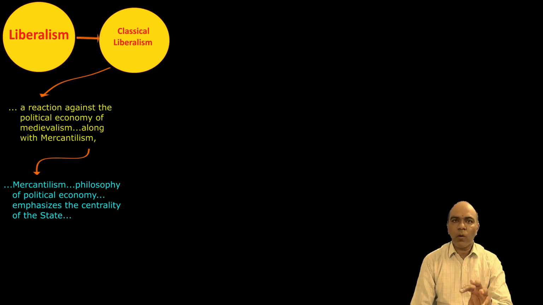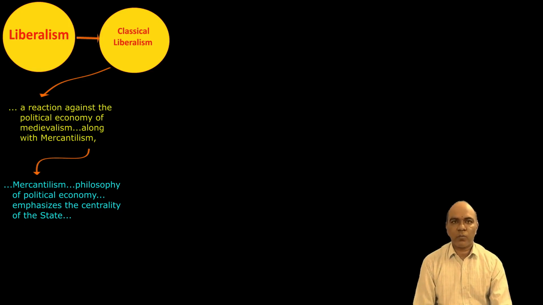And this is why there is a difference between mercantilism and liberalism, though both emerged together as a reaction against the political economy of medievalism. And what is medievalism? This was the time when feudal control over trading activities was at its peak, and as a reaction to medievalism, liberalism and mercantilism emerged. What is the difference between classical liberalism and mercantilism?